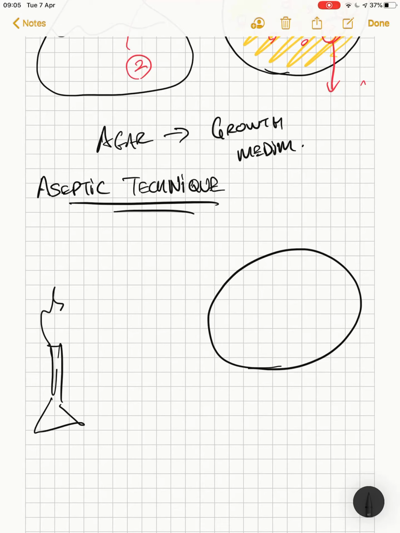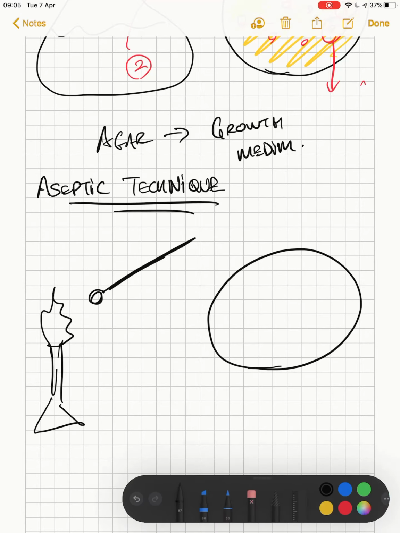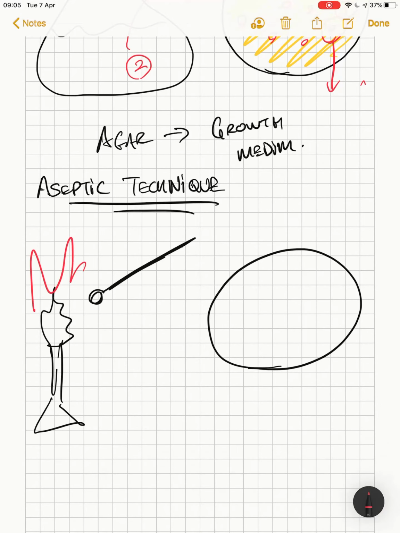So then we're going to have a Bunsen burner. We're going to take what's called an inoculating loop, which is just basically a metal loop. We flame the outside of the loop until it glows red, and we know that all of the bacteria have then been gotten rid of.